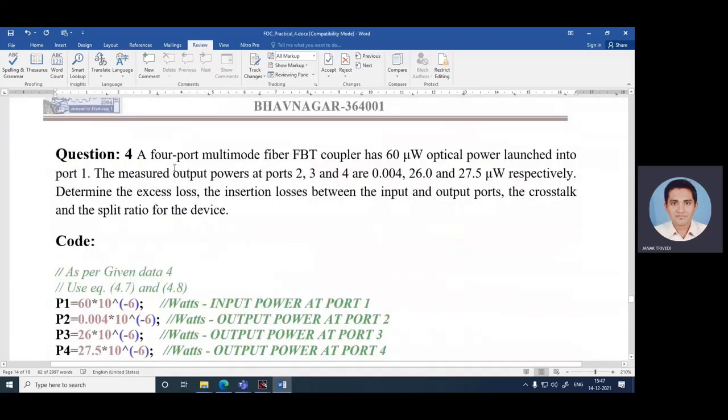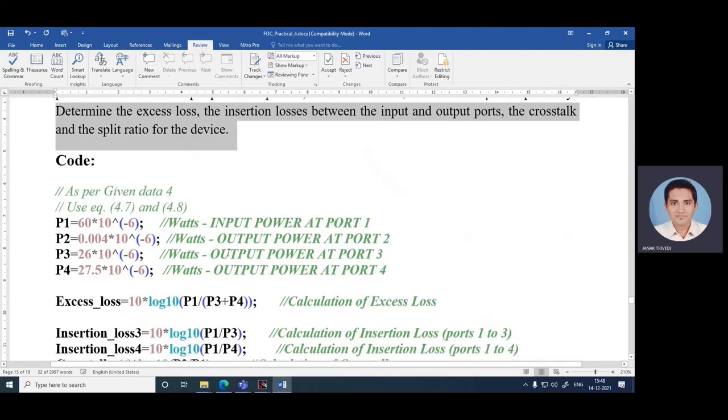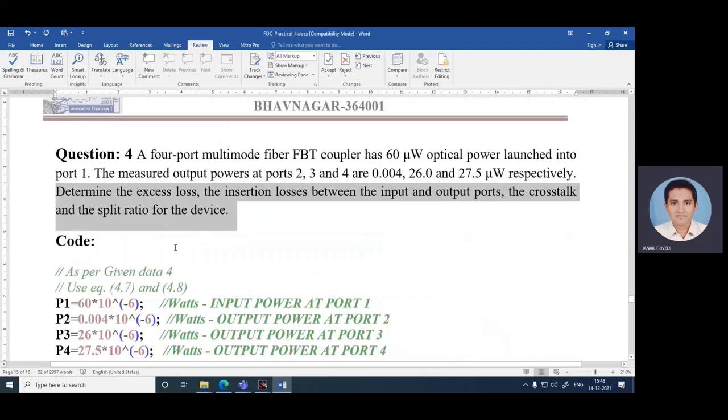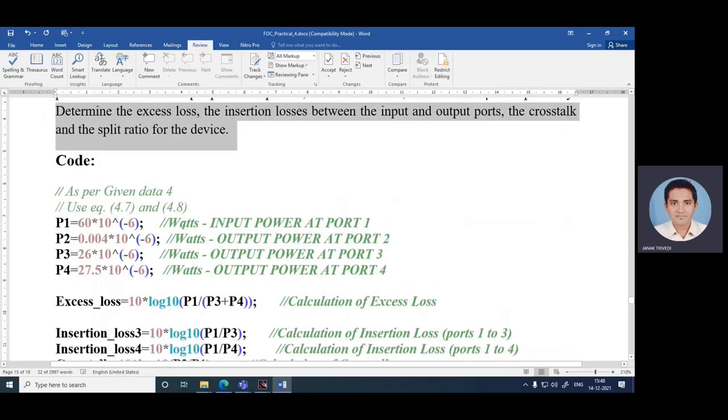Then question 4 is about a 4-port multi-port fiber FD coupler that has a 60 microwatt optical launch into port 1. The measured optical power at ports 2, 3, 4 are 0.004, 26.0 and 26.5 microwatt respectively. Determine the excess loss, the insertion loss between the input and output ports, the crosstalk and the split ratio for the device. For solving this particular example, use equations 4.7 and 4.8.